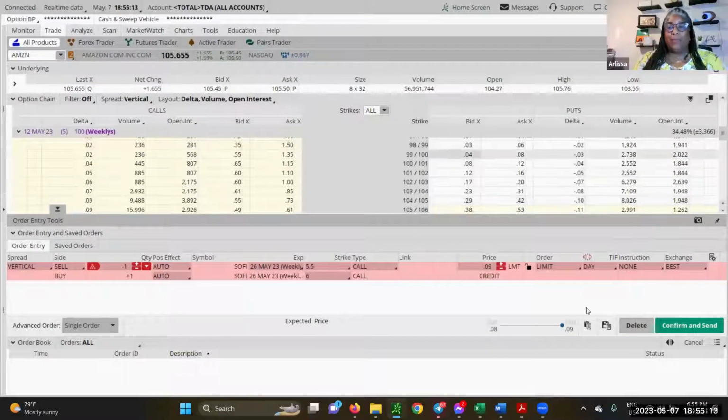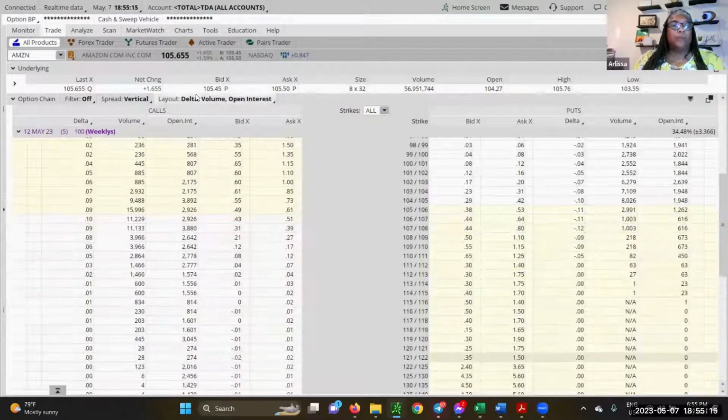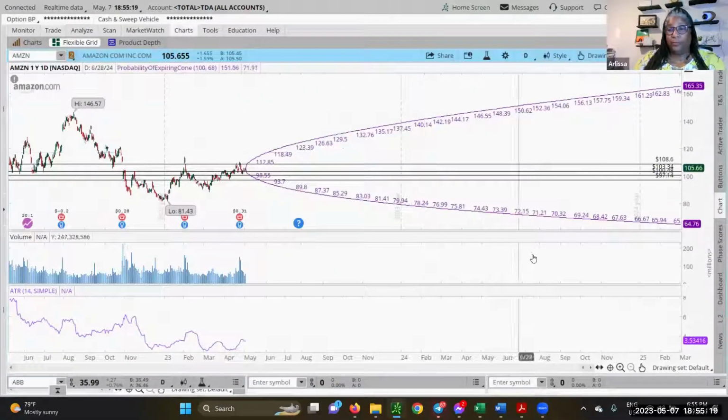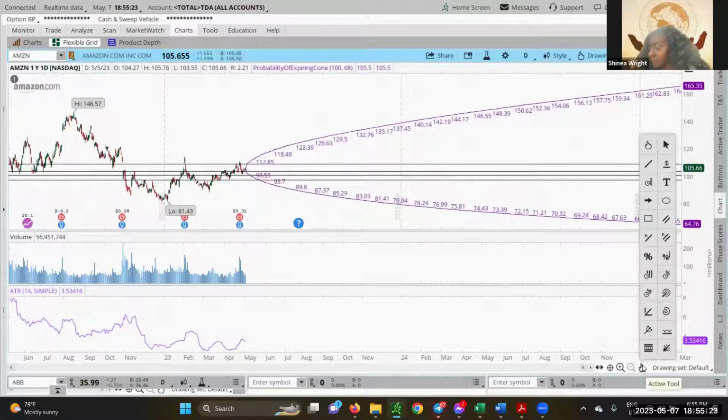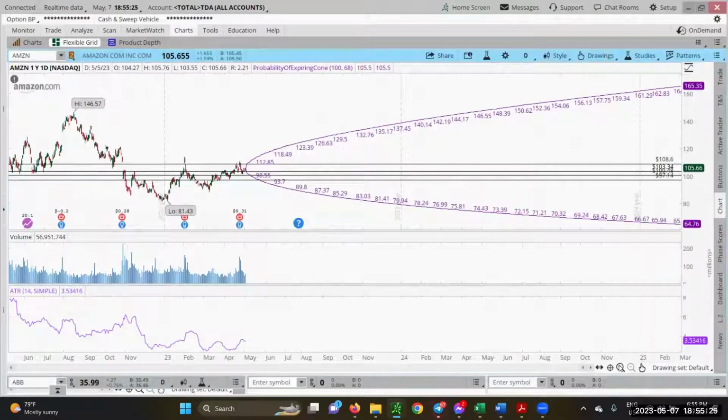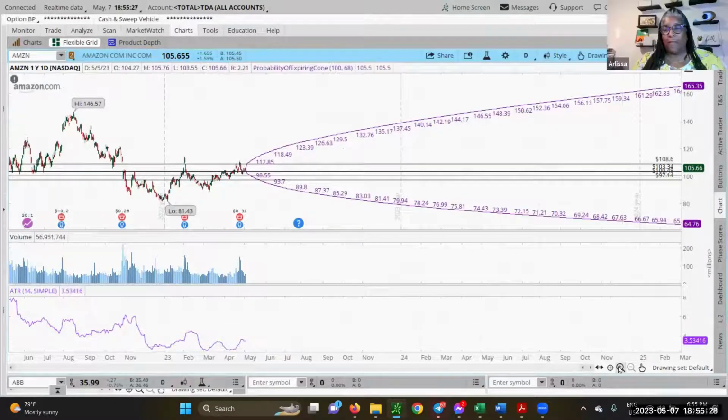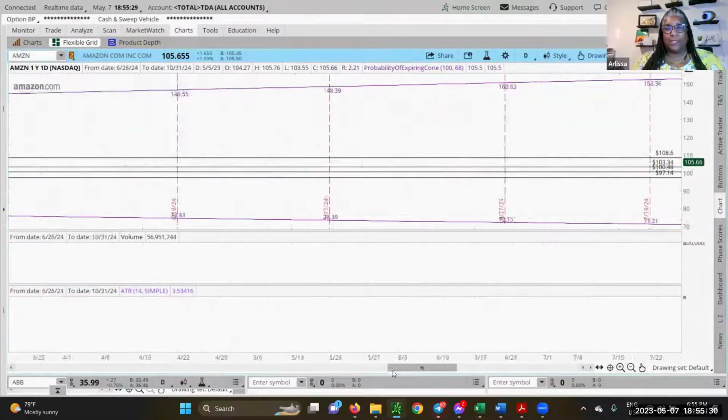Here we go. We're looking at Amazon. What's our first step? Chart resistance. We must chart resistance. Yes, that's our first step. You have to chart the resistance.